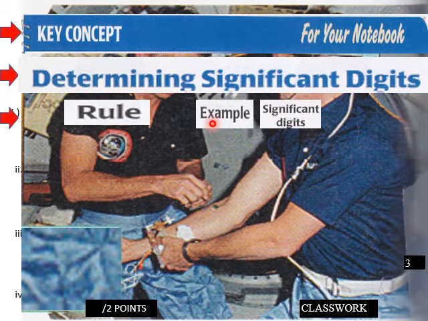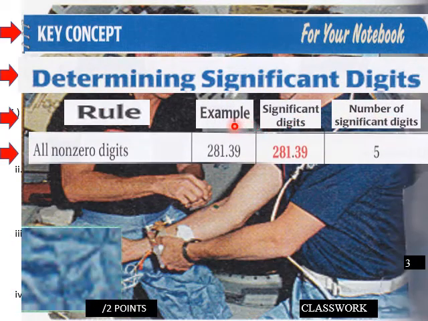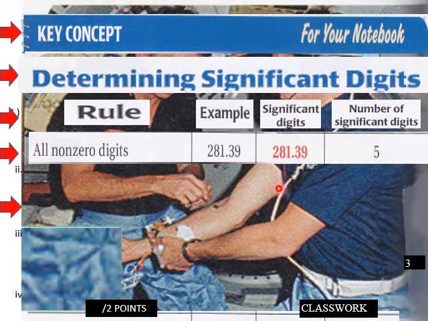There's a rule, there's an example, there's significant digits, and then number of significant digits. So all non-zero digits, an example here would be 281.39. And then the significant digits will be 281.39, because we go all the way out to the hundredths, plus we have a 3-digit number in front of the decimal, and the number of significant digits in this number would be 5.